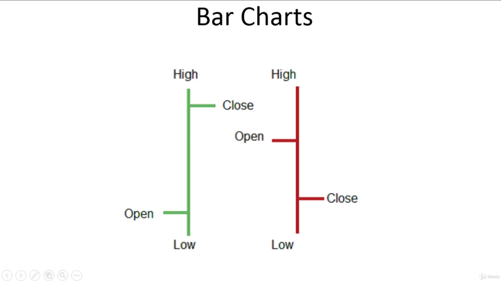On the right hand side you see a red bar. On the left hand side it shows the open, on the right hand side it shows the close, at the bottom it shows the low and at the top it shows the high. The green or red color depends upon the open and close. If the close is greater than the opening price, it shows green, a positive movement. If the closing price is less than the open, it shows red, a negative formation.